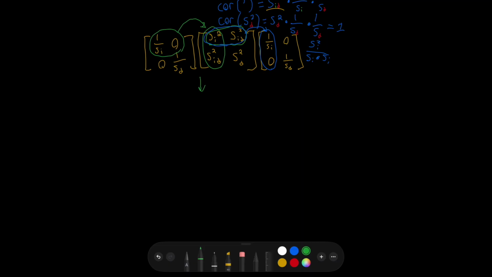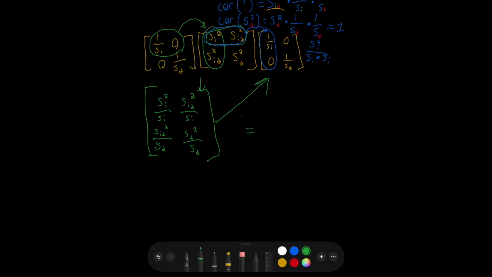So this is going to be S sub I squared over S sub I. The second one here is going to be S sub I D squared over S sub I. And then S sub I D squared, S sub D squared, S sub D in a matrix. And then we're going to multiply this matrix by this last one here.